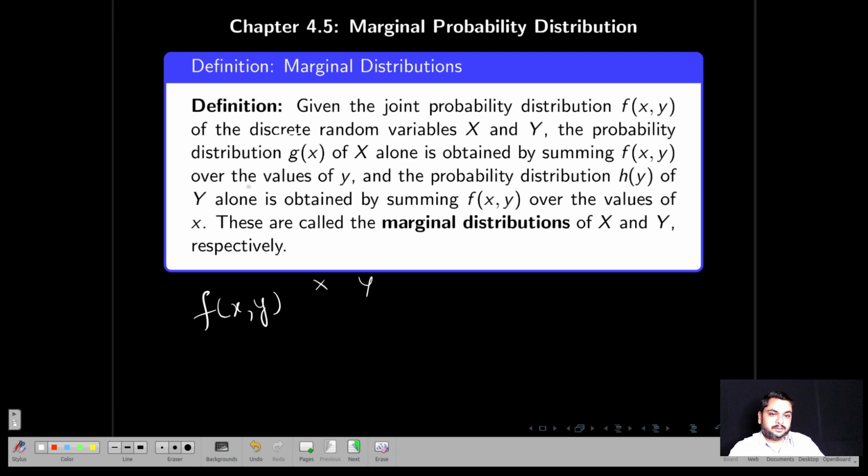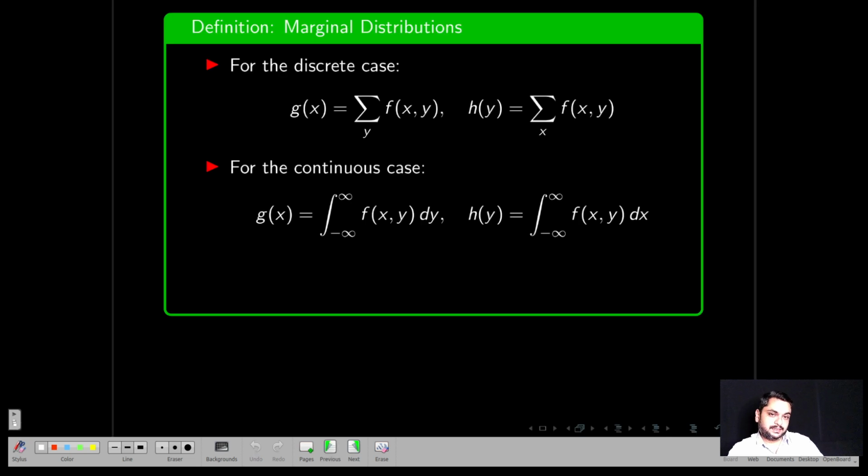The probability distribution g(x) of x alone is obtained by summing f(x, y) over the values of y, and the probability distribution h(y) of y alone is obtained by summing f(x, y) over the values of x. These are called the marginal distributions of x and y respectively. So what exactly does it mean? Let us see the mathematical definition, then it will be easy to understand.